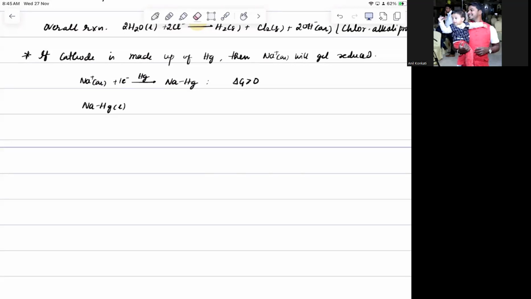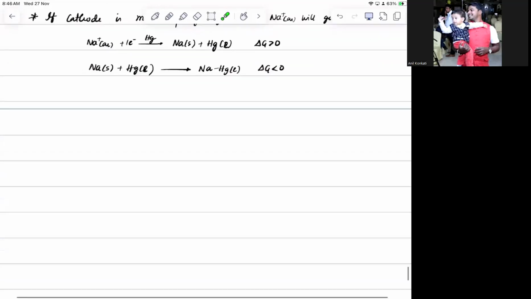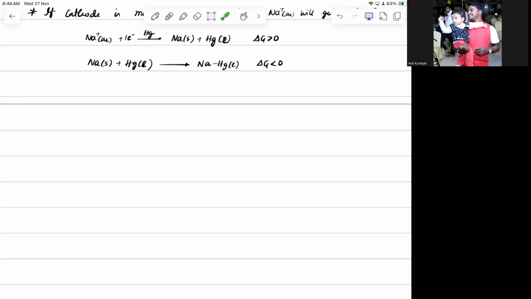Sorry, first, let me write it this way. Sodium plus mercury, if I write it this way, this is not theoretically feasible. So which means these two will always appear in a combined state. Hg liquid will be in a combined state. So that is NaHg liquid where delta G is negative. Because this is highly negative, this is a feasible reaction for formation of amalgam. Clear?